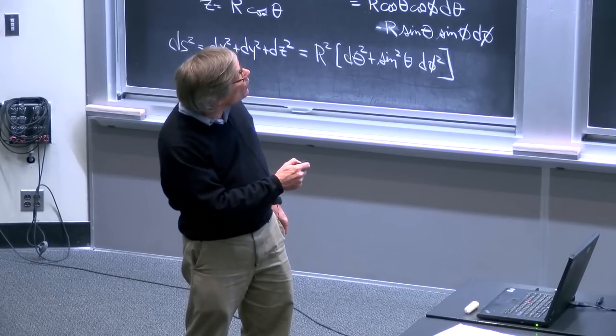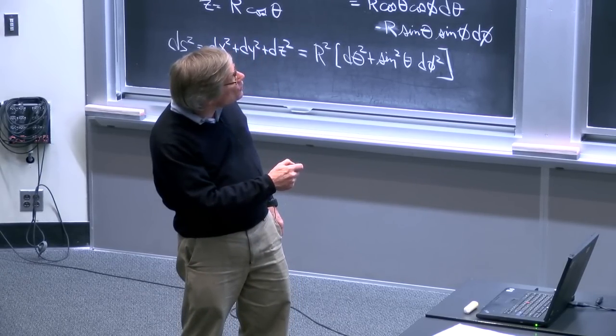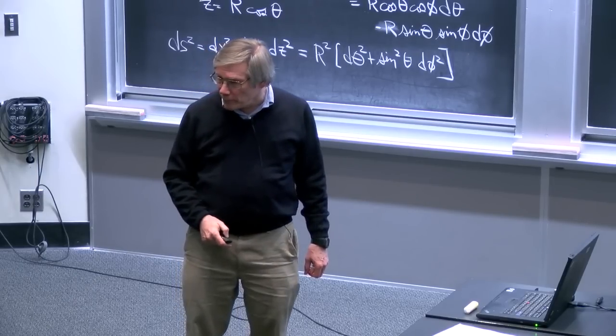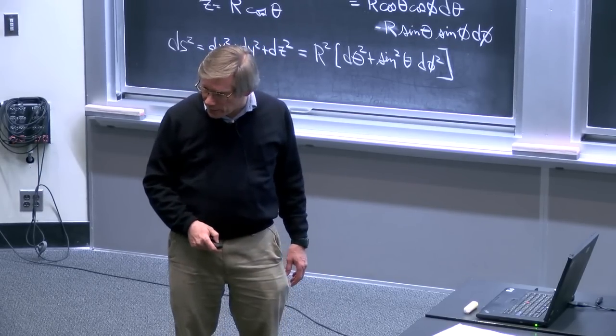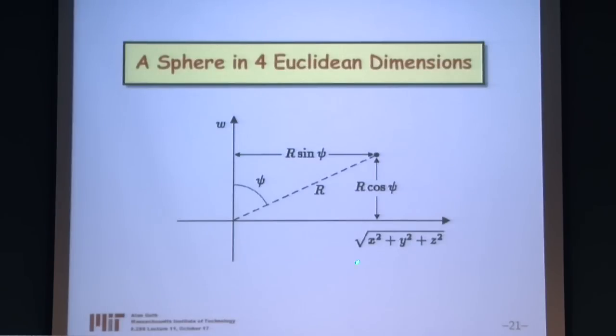And therefore, the w coordinate itself is going to be r times cosine psi, just by projecting. And the square root of the sum of x squared plus y squared plus z squared is then the other component of that vector. And to be on the sphere, it's easy to see that the square root of x squared plus y squared plus z squared has to be r times sine psi.